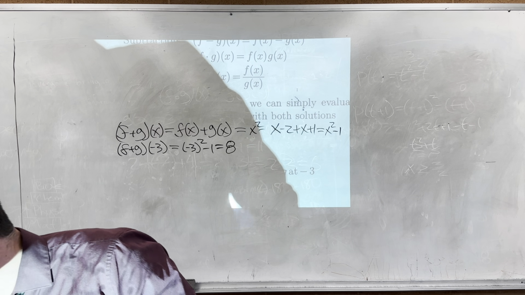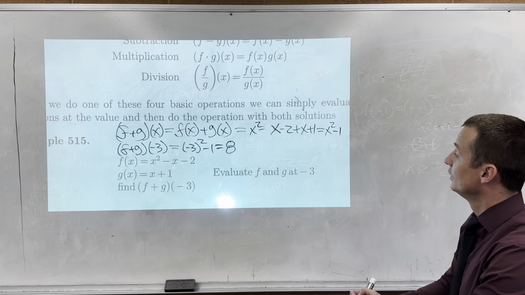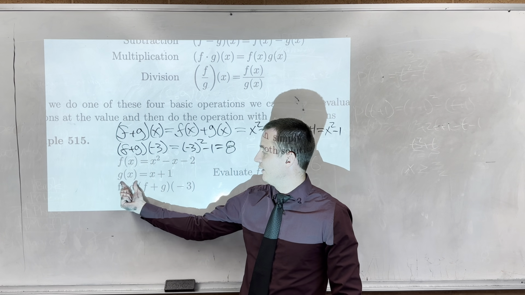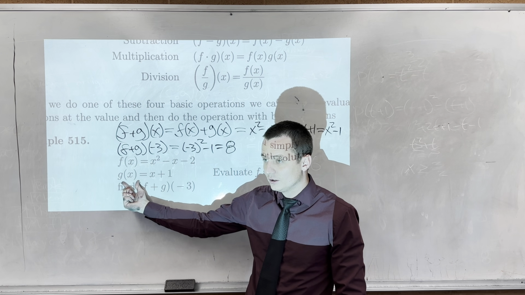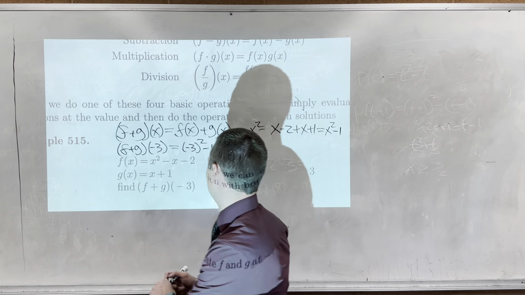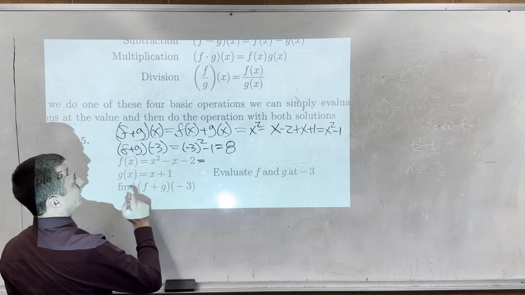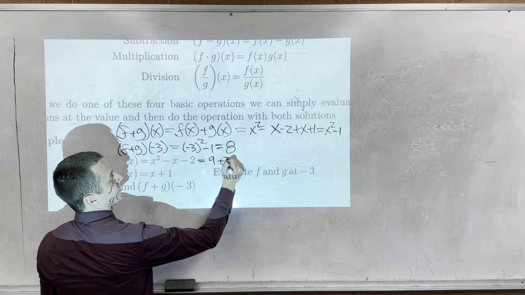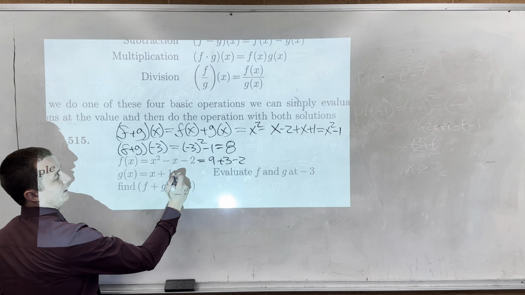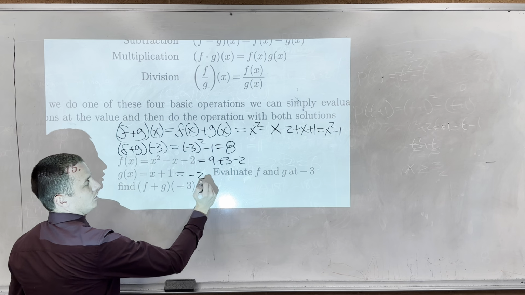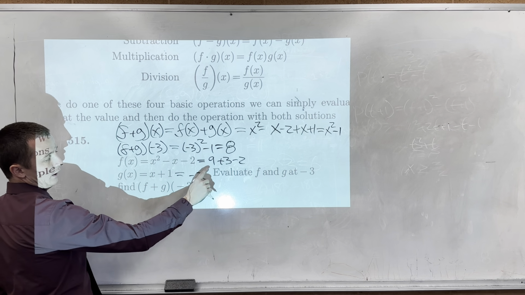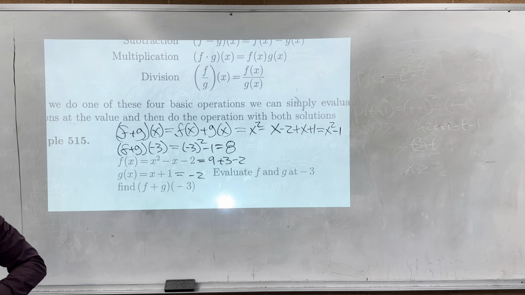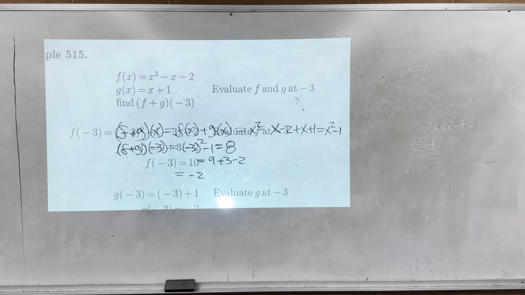All right, let's do it the second way and see if we're just doing something really dumb. The other way that we could do this is to evaluate f at -3, and then evaluate g at -3, and then take their sum. So f at -3: -3 squared is 9, plus 3 minus 2. Evaluating g at -3: -3 plus 1 is -2. Add those together, and what do we got? 12 minus 3 is 10, minus 2 is 8. We still get 8. So he's the one with the mistake, not us.